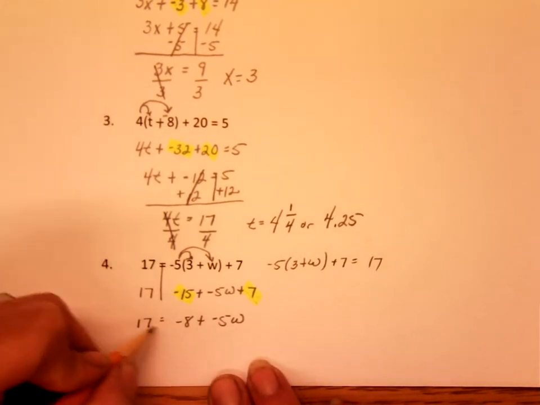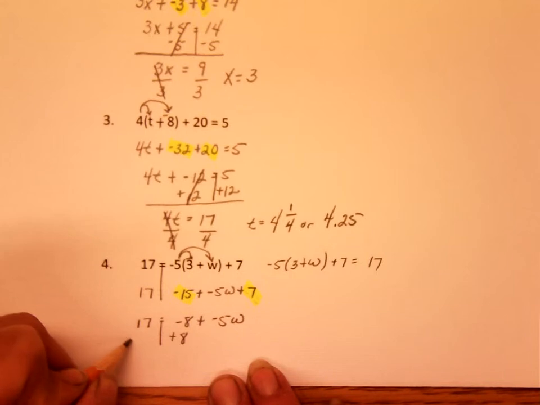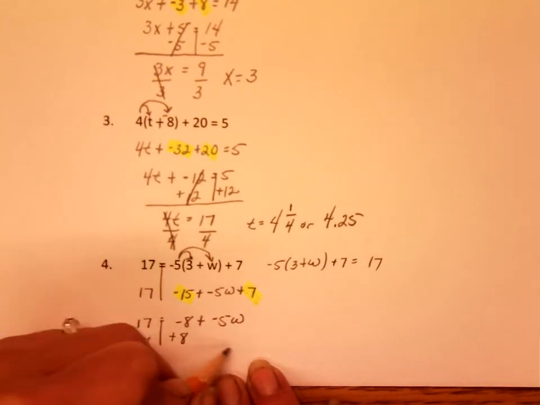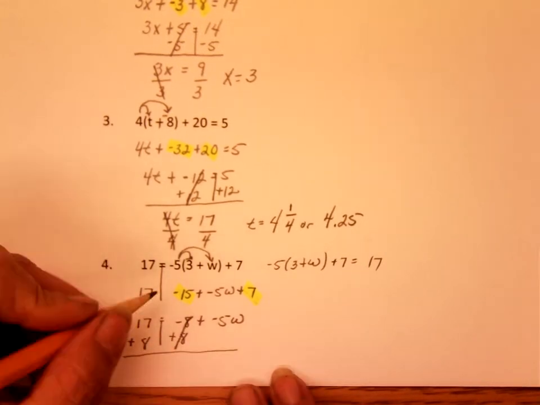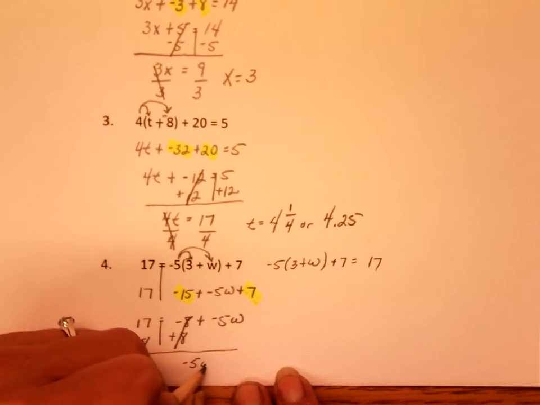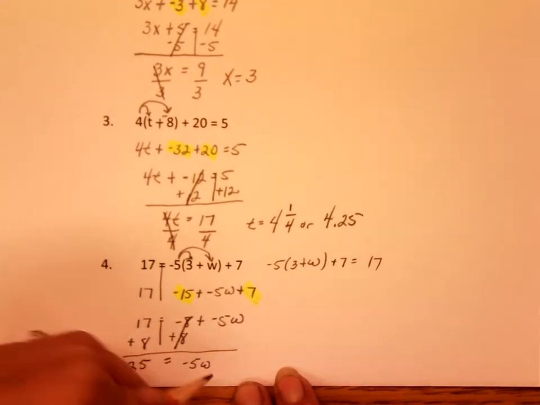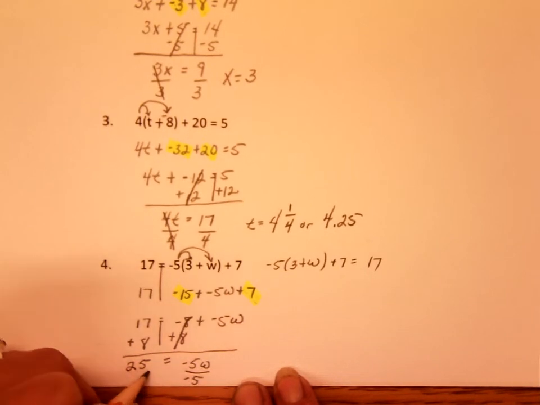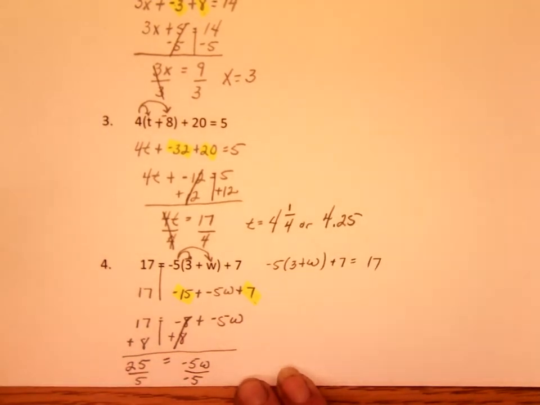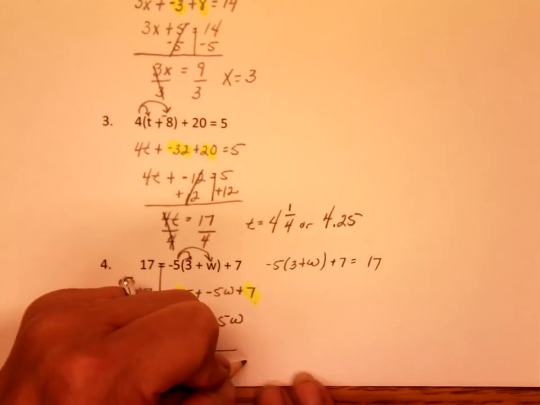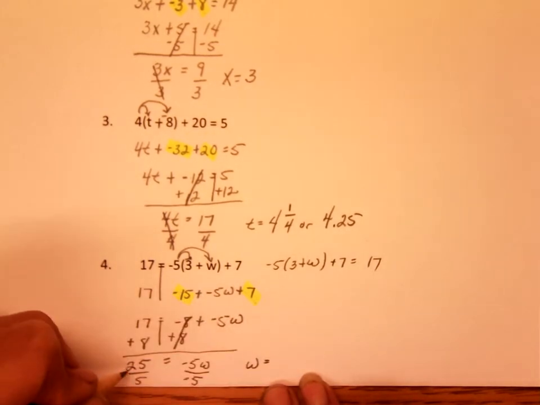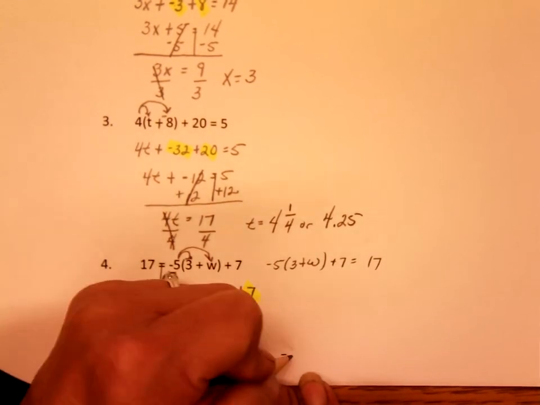You're going to add 8 to get rid of the negative 8 on both sides. And you're left with negative 5w is equal to 25. Divide by negative 5 on both sides. And w is equal to, make sure it's negative. I know it's negative, and it's negative 5.